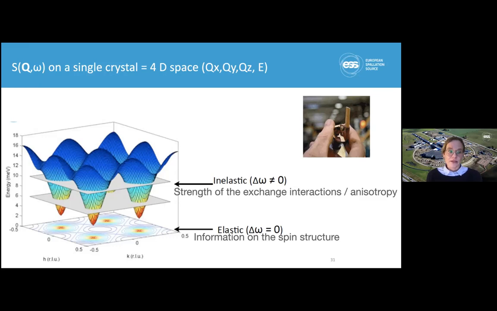So it's important to note when you do a diffraction experiment and you integrate in energy, you are integrating over the energy transfer, or the spin waves or the phonons that are within your system. They're often much, much weaker than your elastic scattering contributions. So you may count them out. However, it's important to know that they are there.